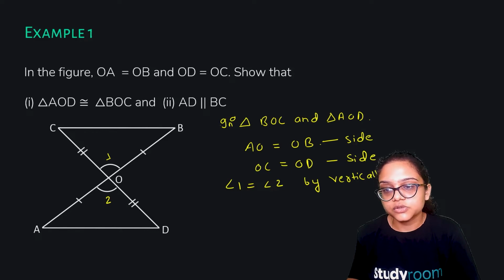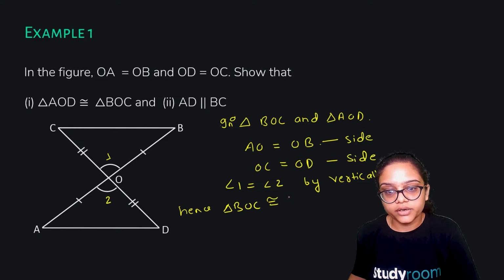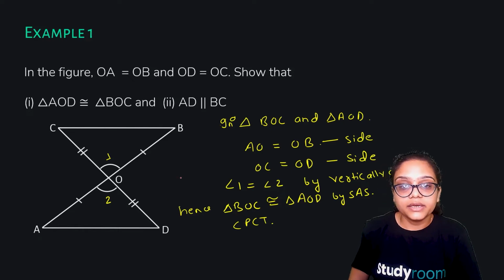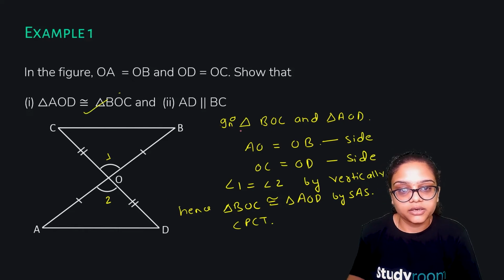Correct? So hence triangle BOC is congruent to triangle AOD by SAS, side angle side, CPCT. Okay, correct? Now we have to prove, we have done this part. Now we have to prove AD is parallel to BC.